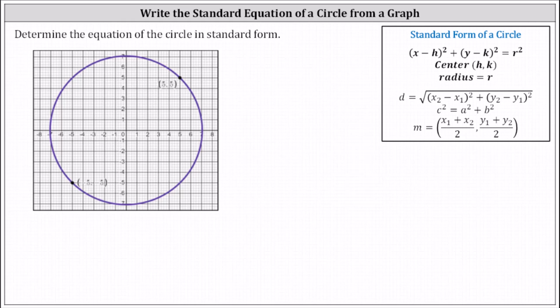Determine the equation of the circle in standard form. The equation of a circle in standard form is (x − h)² + (y − k)² = r², where the center is the point (h, k) and r is the radius.